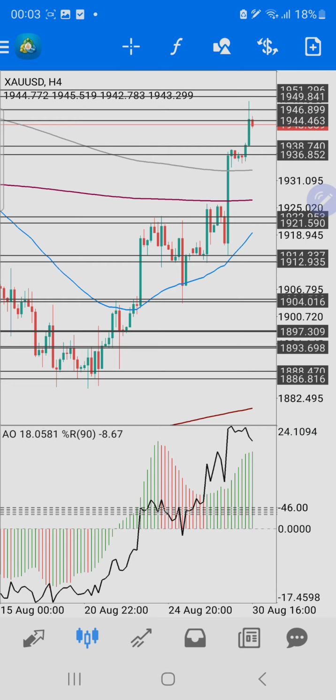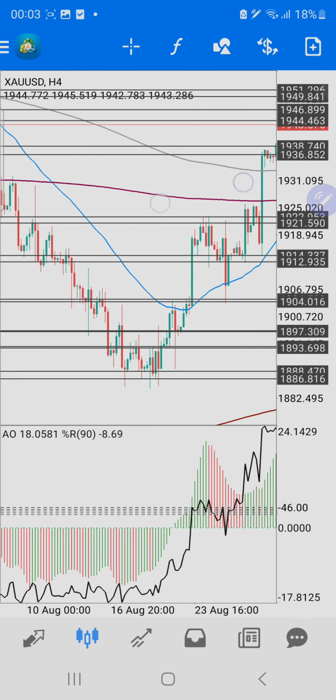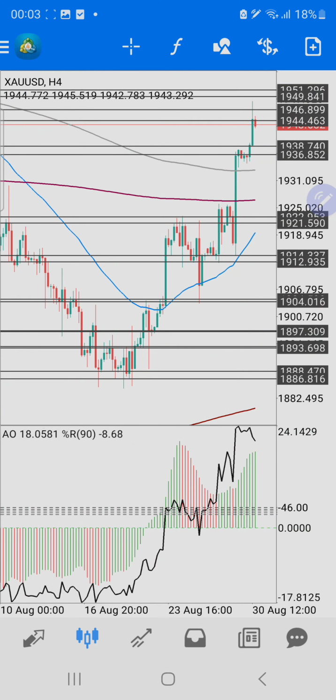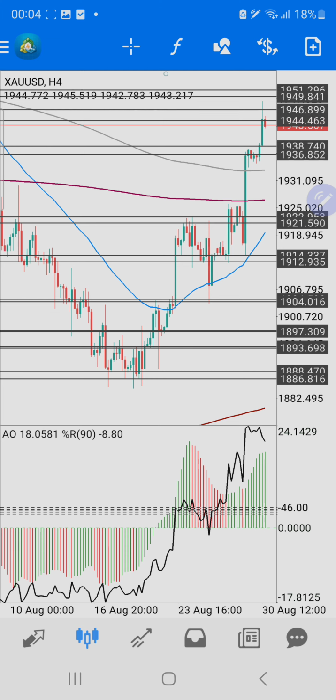So what in the future did it do? Okay, let me show you. Hold on for a minute. Okay, so this was our zone. See, the market broke it, right? This top was broken, right? Market retested, and market went up.